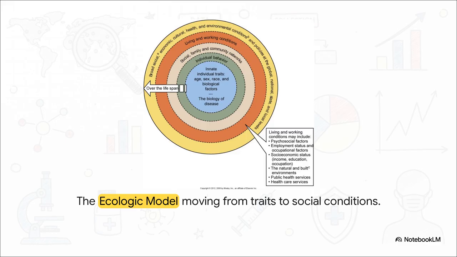Zooming out even further, we get the ecologic model. Think of this like a set of nesting dolls. It starts right in the center with a person's innate traits, stuff like age and sex. Then it expands outward to their individual behavior, then out to their social and family networks, and finally all the way out to broad, global, and environmental living conditions. It's a great reminder that to effectively treat a patient, we often have to treat their environment first.